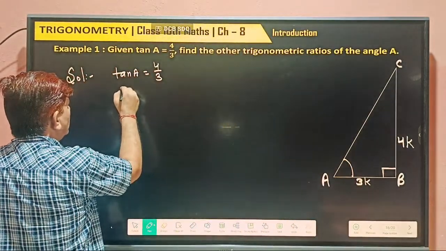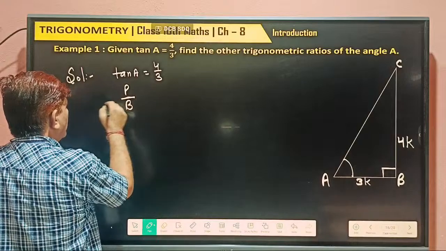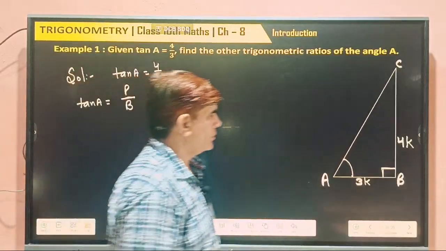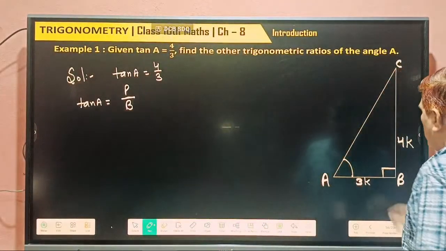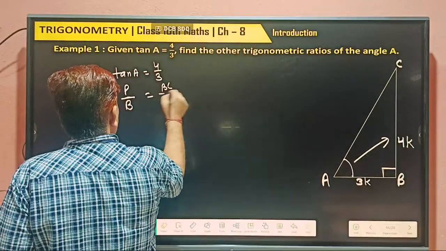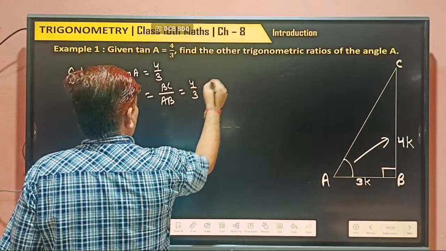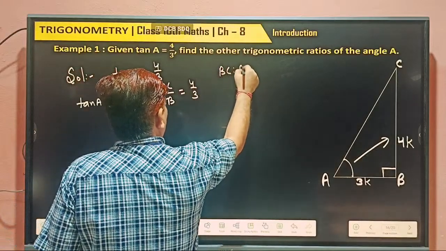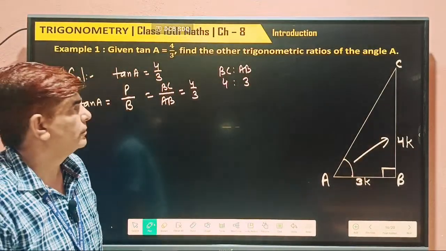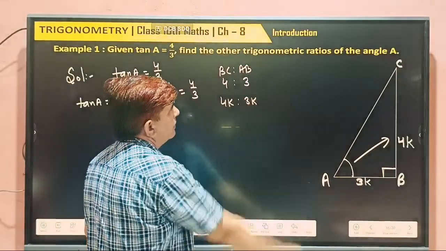Tangent A is equal to what? Tangent A is equal to perpendicular by base. Which one is the perpendicular here? The perpendicular is opposite to this angle. BC is your perpendicular, BC by AB, and AB is the base. And this is equal to 4 by 3. So BC to AB is in the ratio 4 to 3. So we can say BC equals 4K and AB equals 3K.